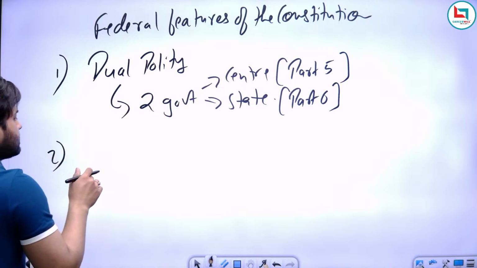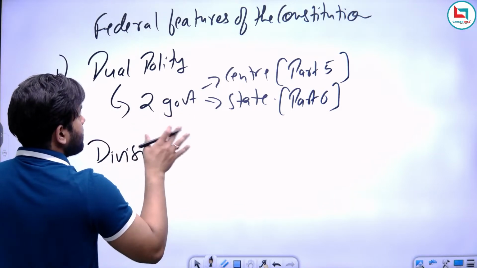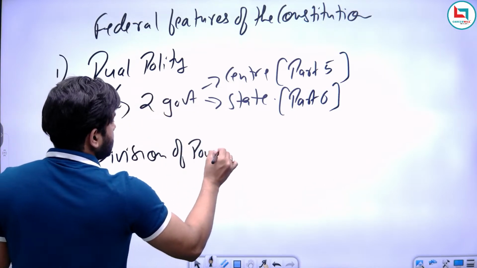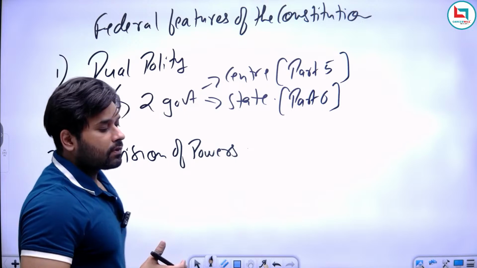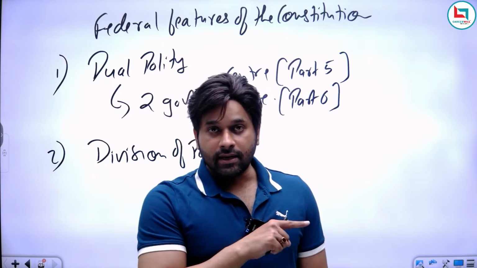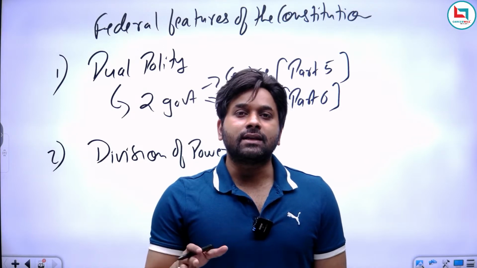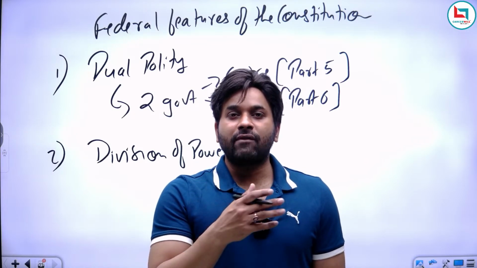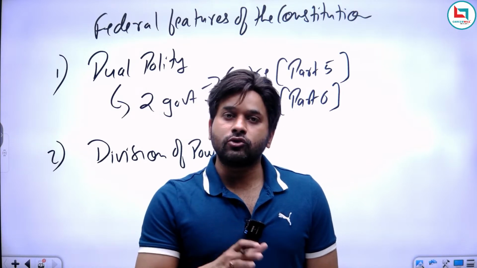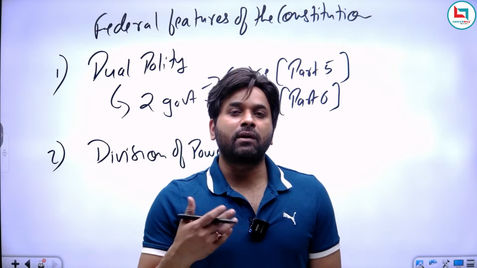And second is division of powers. This is the second federal feature, division of powers. Now what is division of powers? See, the Indian constitution has established two governments: first is the central government and the second is the state government. Now it won't make any sense if these governments do not have power. Suppose we established governments but they do not have power, or there is no proper distribution of powers between the two governments, then it cannot be called a proper federal system.